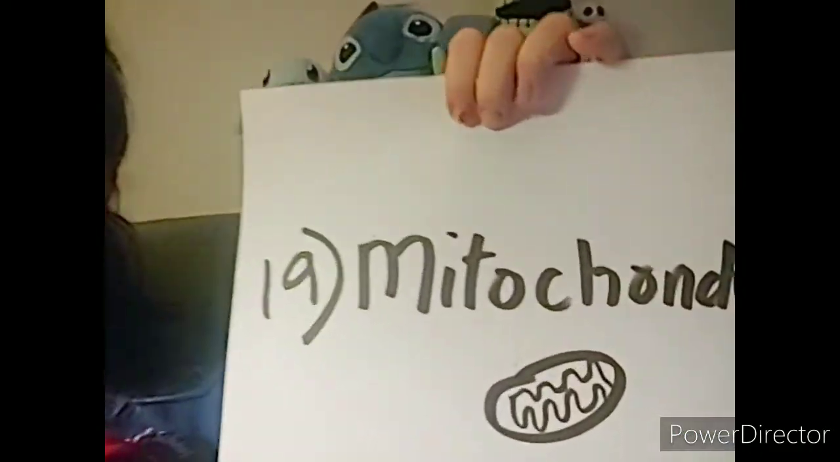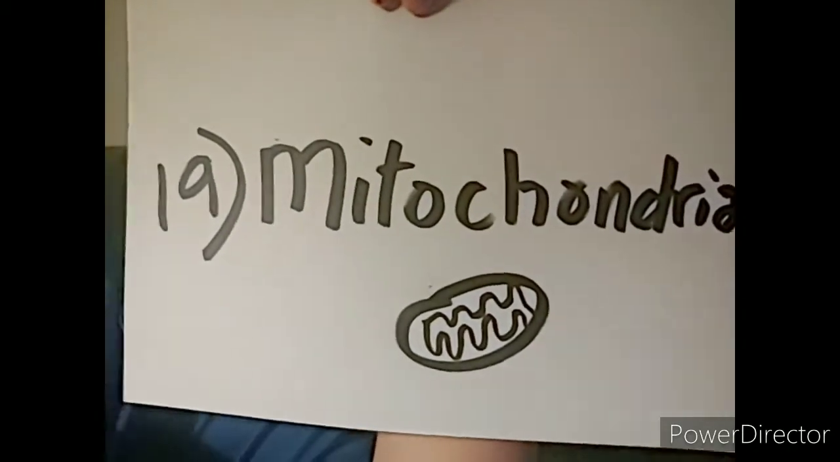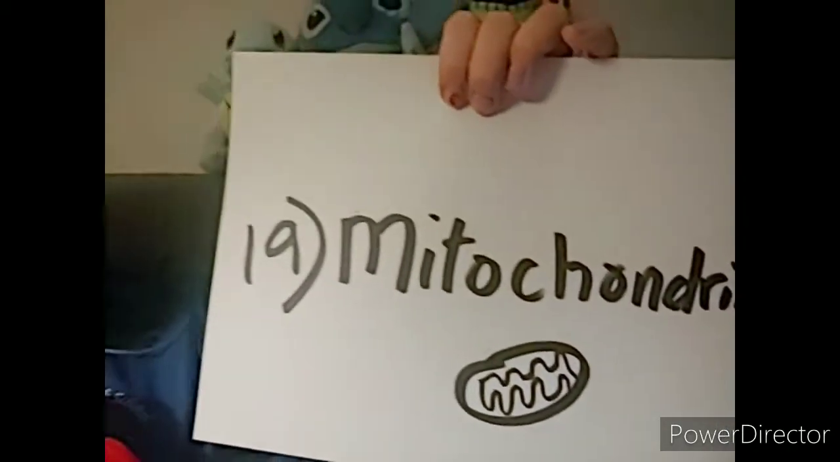Number 19 is mitochondria. Mitochondria are organelles that turn food into an energy called ATP. That stands for adenine triphosphate. Another word you don't have to know. Mitochondria is why we can eat food and then have energy. Thanks, mitochondria.